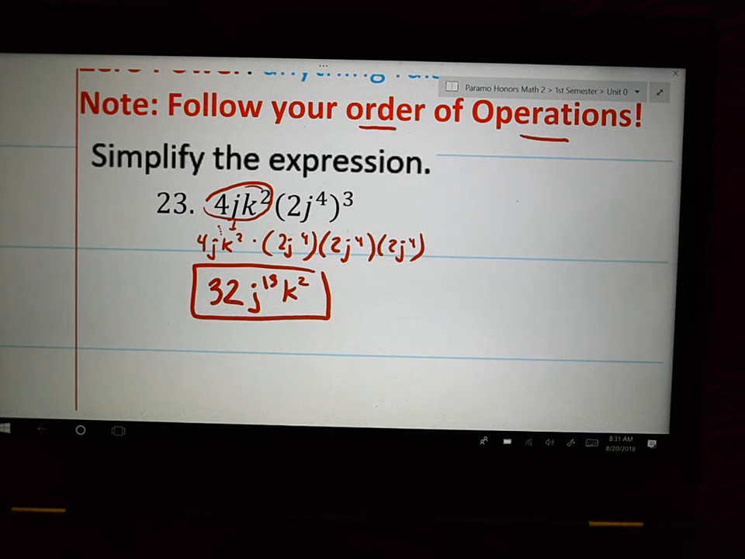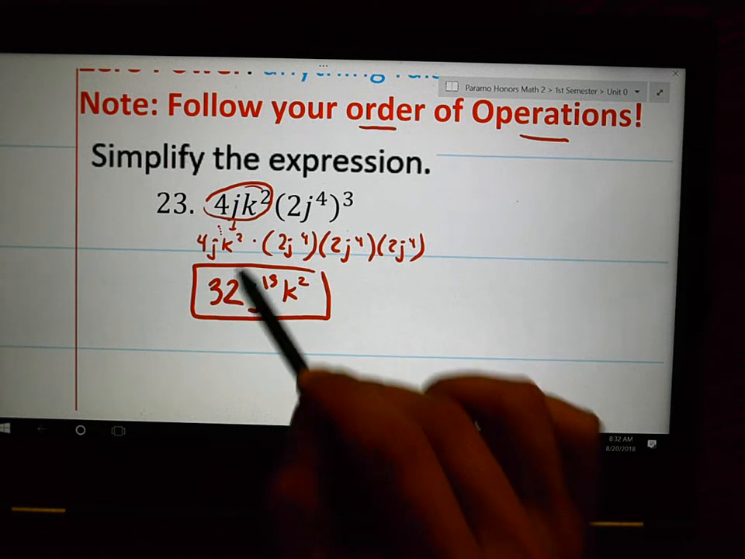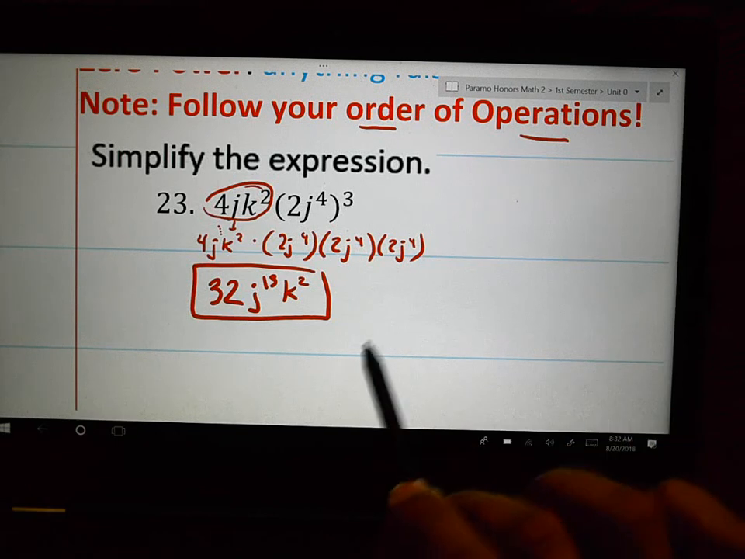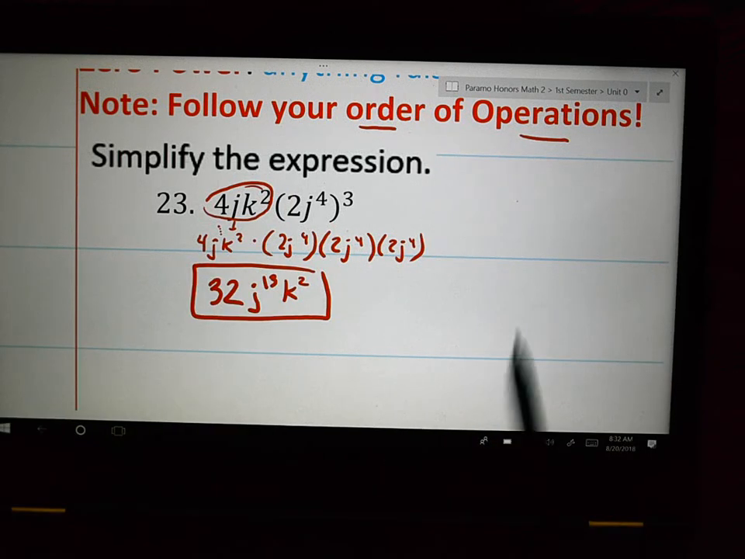There are a lot of places you can make small mistakes on a problem like 23. When we take our first quiz next week, we will find out how many of you follow the order of operations and follow your rules of exponents. I'm going to stop the recording right there.